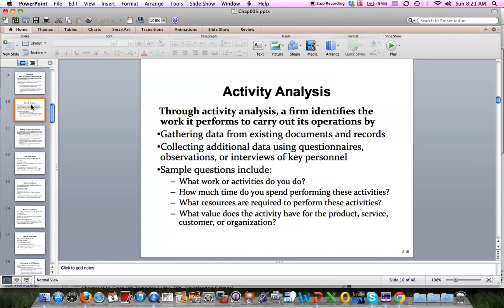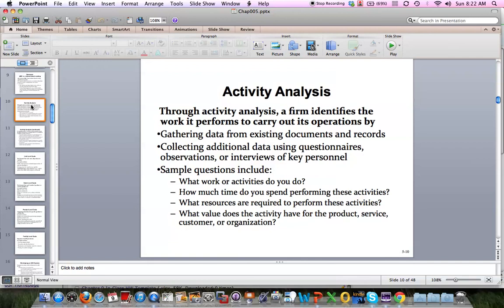So the activity analysis, a firm identifies the work it performs to carry out its operations. Okay, what are the things that we do to manufacture something? So we're gathering data from existing documents and records. So we just look through our documentation. What are the things that we do? We collect additional data using questionnaires, observation, or interviews, right? We want to talk to all the people who make stuff. What do you do to make stuff? We need to understand that.